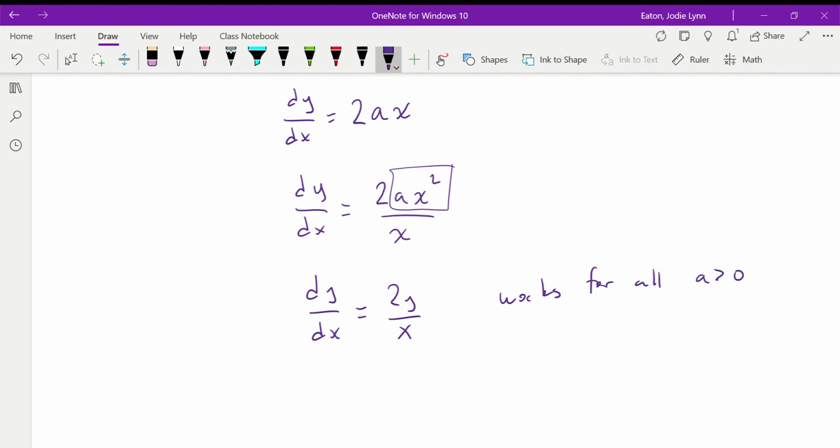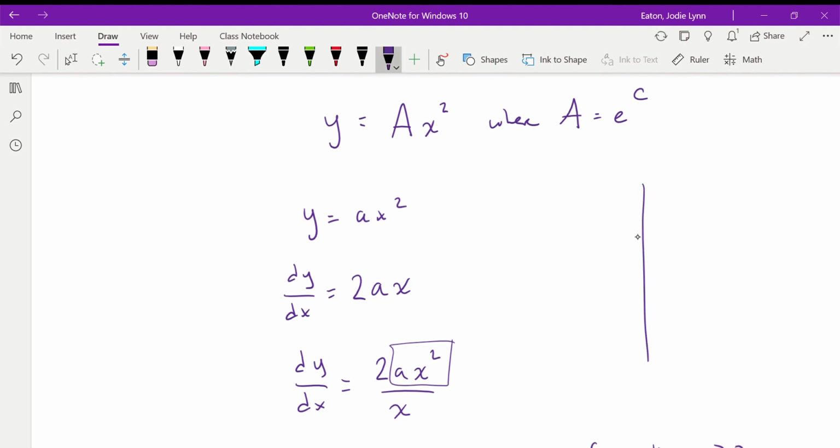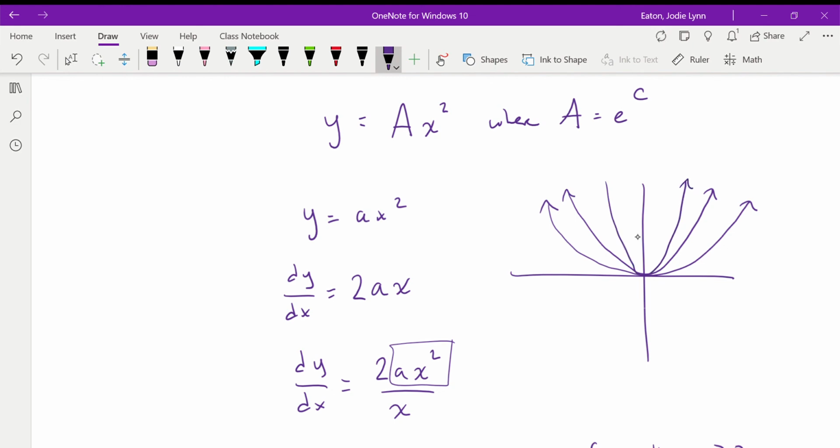And what this gives us is y equals ax squared, which means we have any parabola, this family of parabolas that all have their vertex at 0, 0. And where a can be anything, so that scale factor can be anything. And this is an infinite family of solutions.